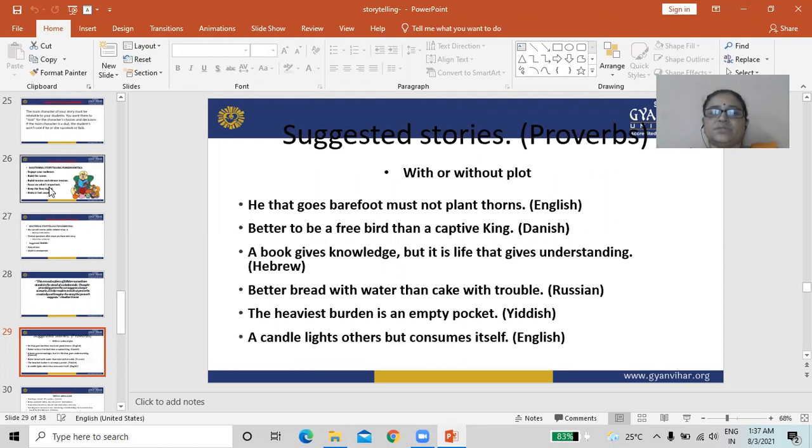Suggested stories, verbs with or without plot. He that goes barefoot must not plant thorns. Better to be a free bird than a captive king.